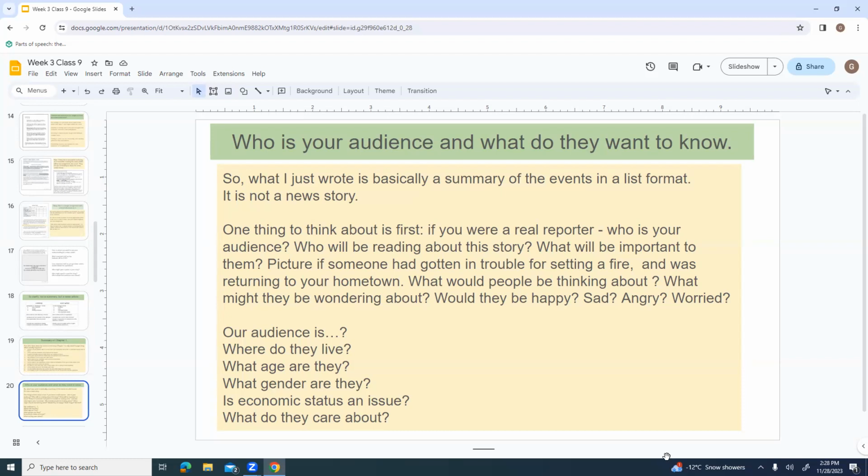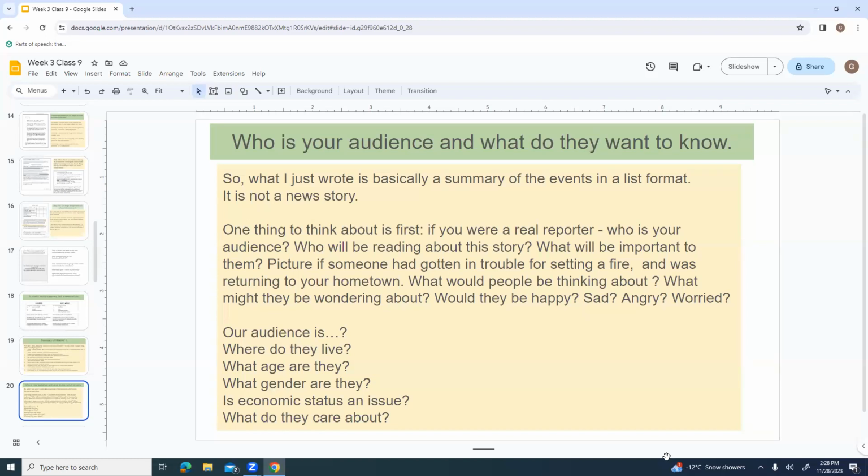So the main purpose of a news story is to inform people about stuff, but it also has to be interesting, okay? So if you were a real reporter, who would your audience be for a story like that? Not me, right? I'm just a teacher. Who would actually be reading this story about this Green Star Lake kid coming back to his community? Who will be reading it, and what would be important to them?